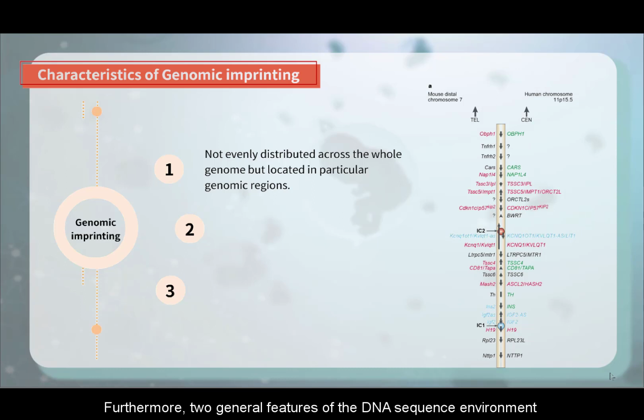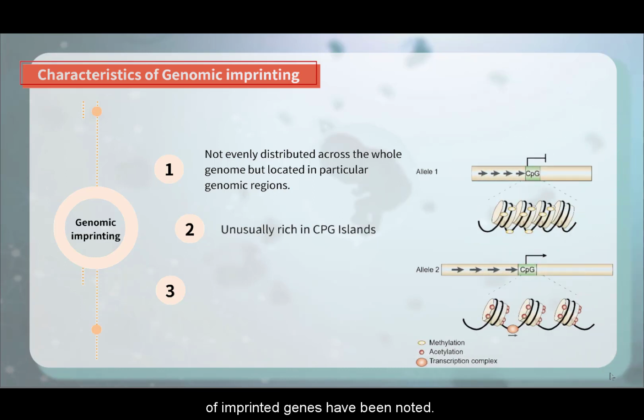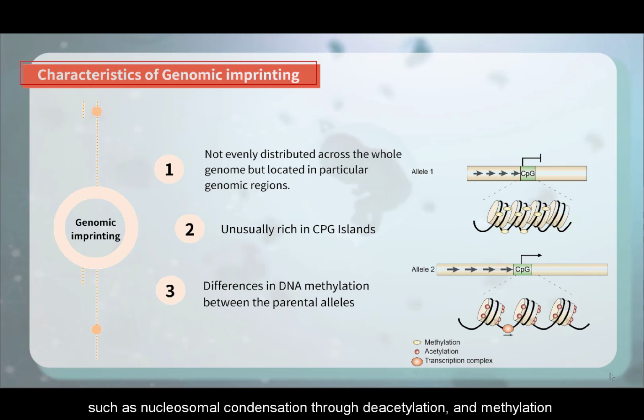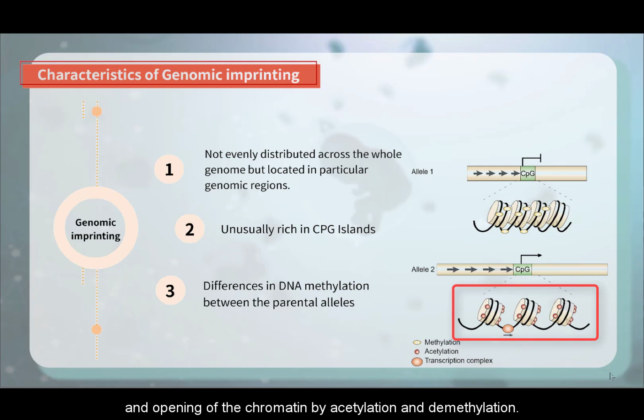Furthermore, two general features of the DNA sequence and environment of imprinted genes have been noted. First, they are usually rich in CpG islands. Approximately 88% of mouse imprinted genes have CpG islands. Second, the great majority of imprinted genes show differences in DNA methylation between parental alleles. And here highlights the allele-specific epigenetic changes, such as nucleosomal condensation through deacetylation and methylation, and opening of the chromatin by acetylation and demethylation.